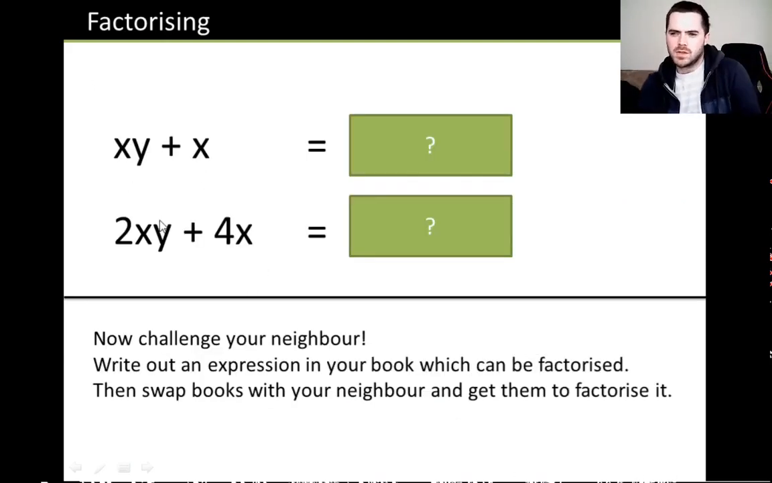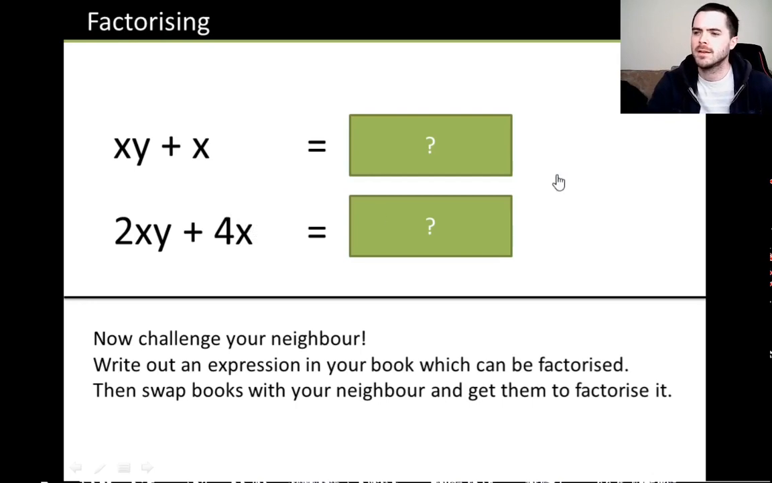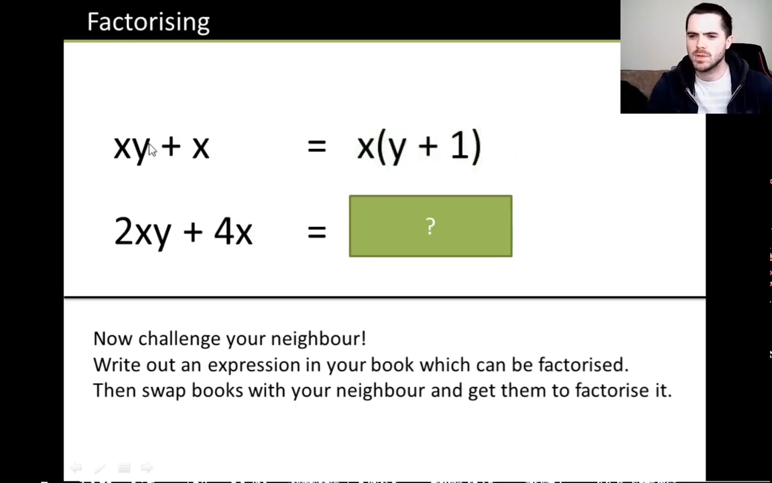What about in this first question? xy plus x. There's clearly an x in both of them, so that becomes the factor. x times y would give us xy. x times 1 would give us the x, so this factorised would be x times y plus 1.